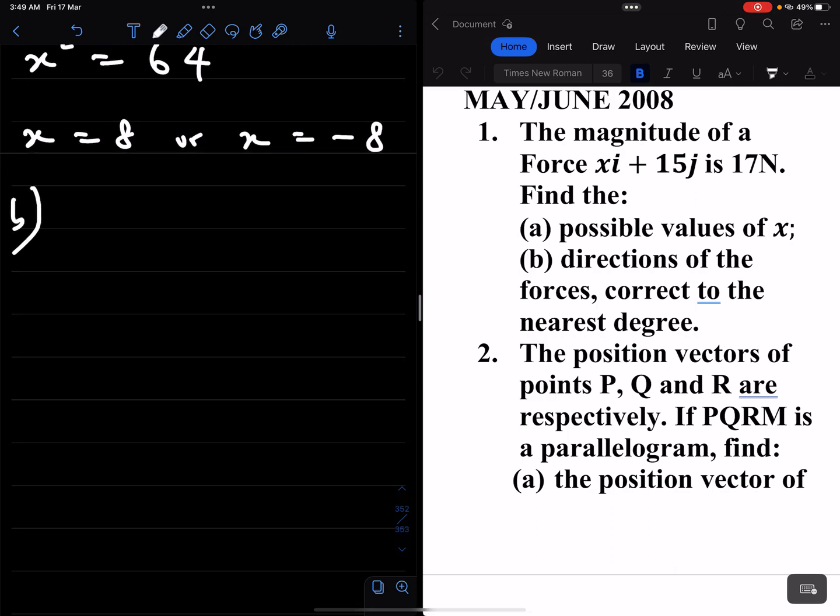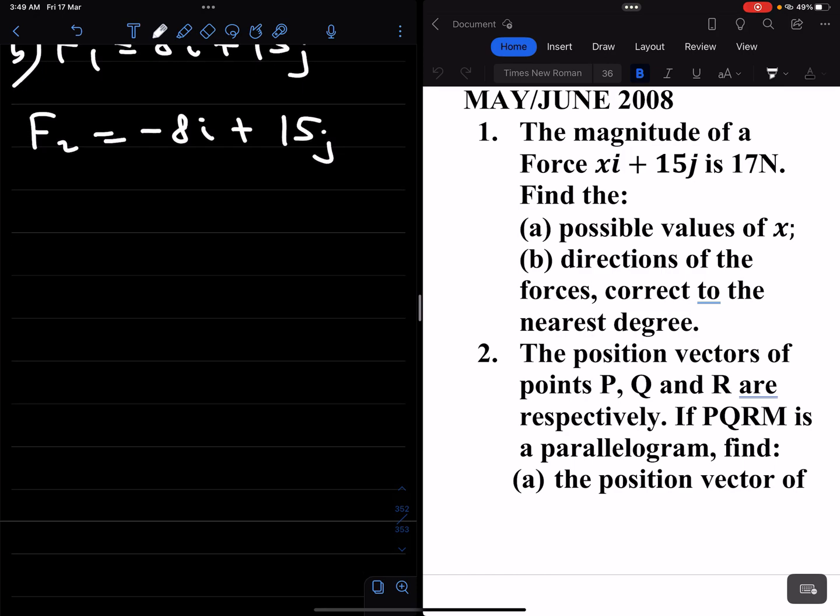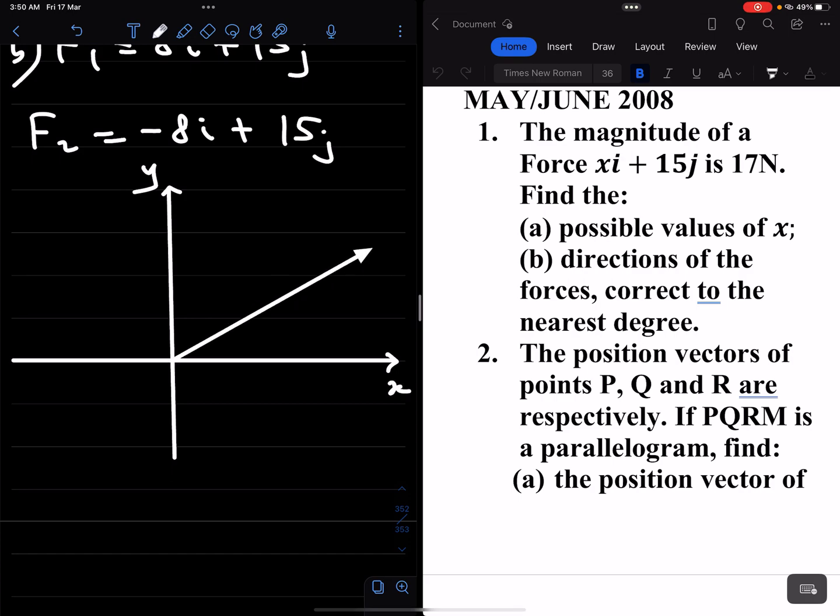Now question B says find the directions of the forces correct to the nearest degree. Let F1 be 8i plus 15j and F2 be minus 8i plus 15j. Now, how do we find the direction of F1? Let me sketch it first of all. That makes it a lot easier to find its direction. Now, this is the y-axis and this is the x-axis. So 8i plus 15j is going to be somewhere around here. This is F1, which is 8i plus 15j.